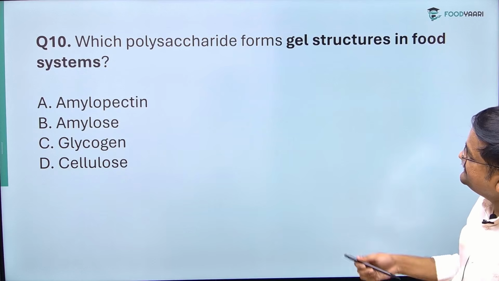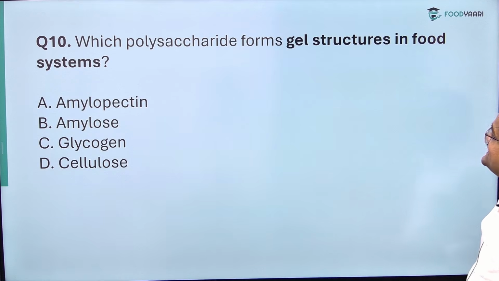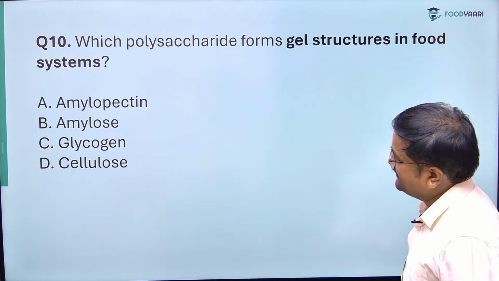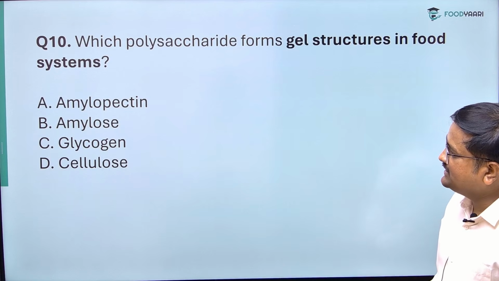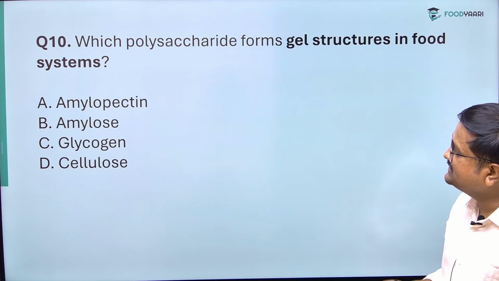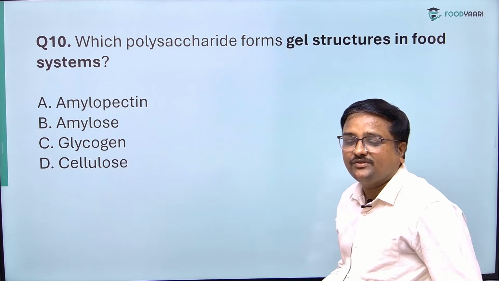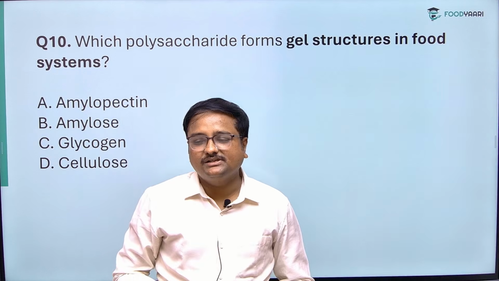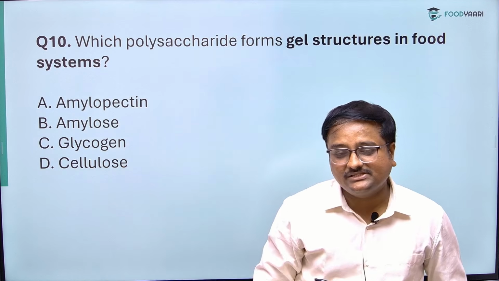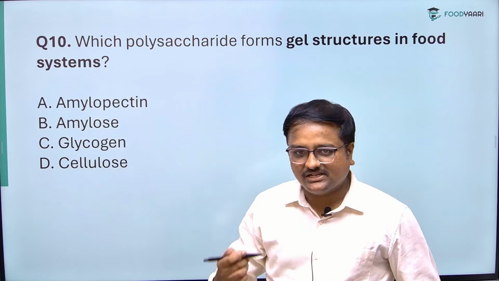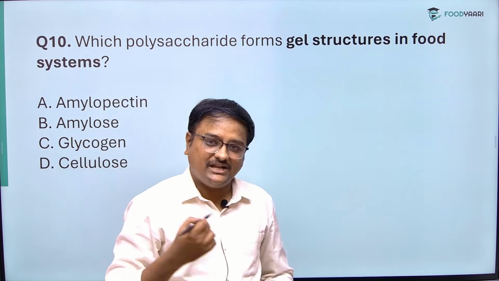That is the 10th question. Which polysaccharide forms a gel structure in a food system? Option A, amylopectin; option B, amylose; option C, glycogen; or option D, cellulose. If you see, the formation of a gel is primarily caused by one of the prime polysaccharides. We call that polysaccharide starch, as it is composed of two major biomolecules, amylose and amylopectin.